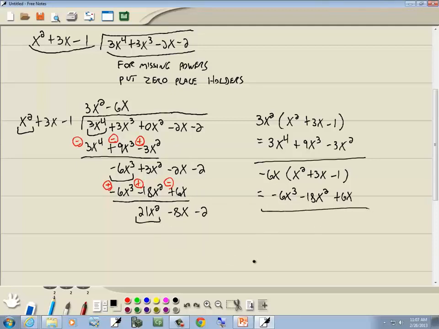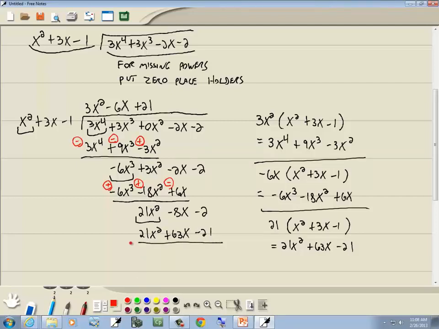Now again, we look at the first term of each and decide what to put up on top. We ask ourselves what times x squared gives you 21x squared, and that'd be 21. Whatever we put up on top, we multiply by what's out in front. We're going to take 21 times x squared plus 3x minus 1. 21 times x squared is 21x squared. 21 times 3 gives us 63x. 21 times negative 1 is negative 21. So we've got 21x squared plus 63x minus 21.